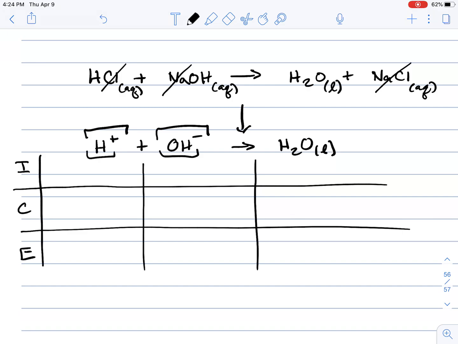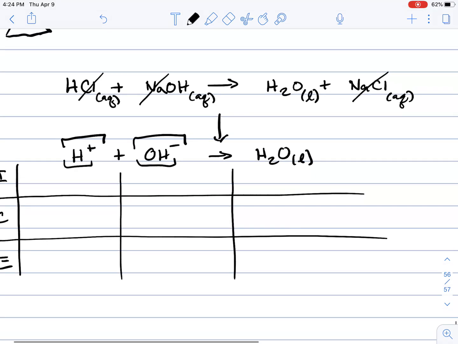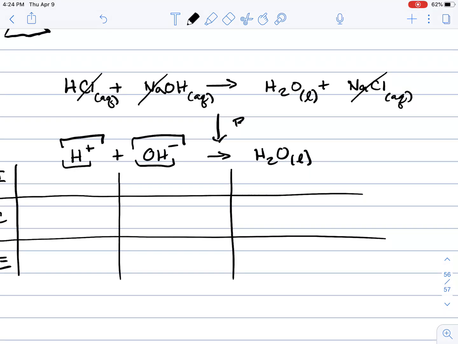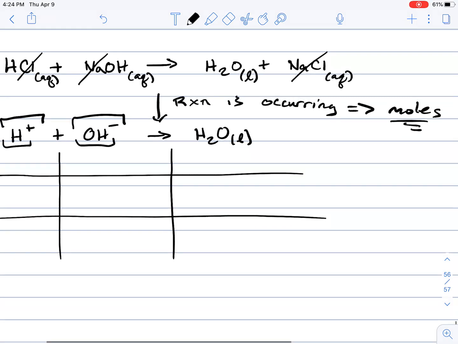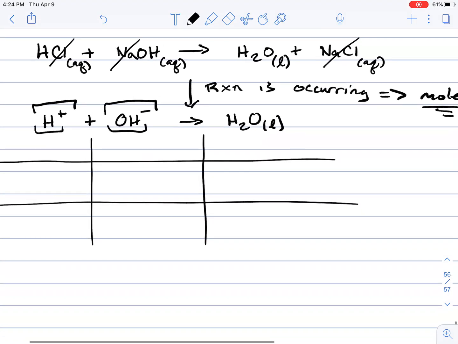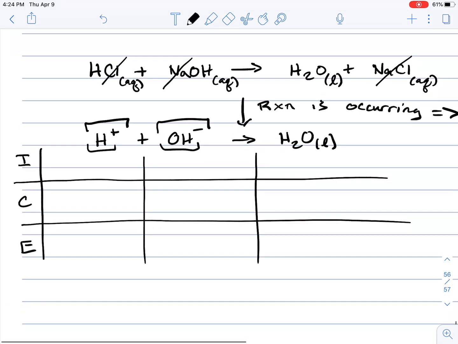Okay. And so once again, I'm going to put it here. Since a reaction is occurring, you want to convert everything into moles. You want to compare everything on a mole-to-mole basis. And this is a theme that you guys are going to see throughout this chapter, throughout this last leg of the chapter.